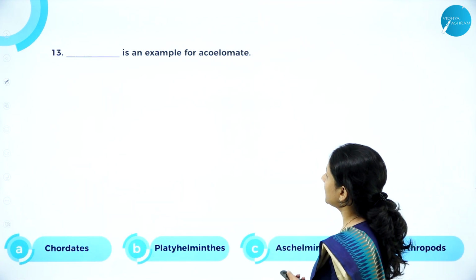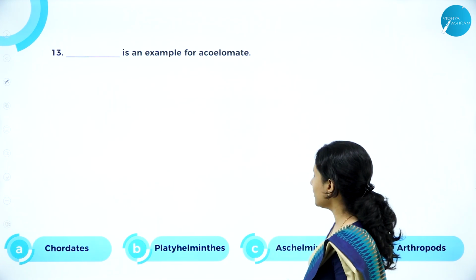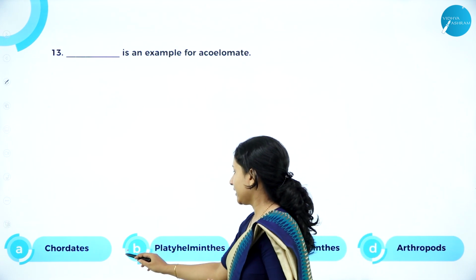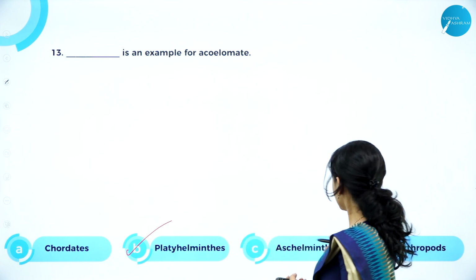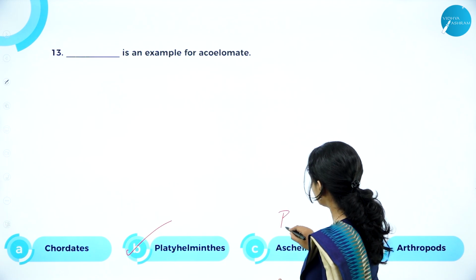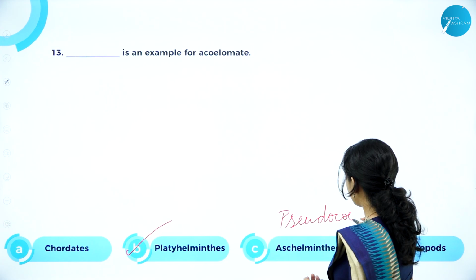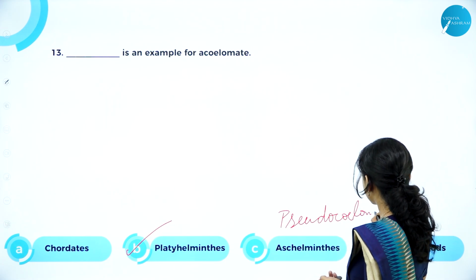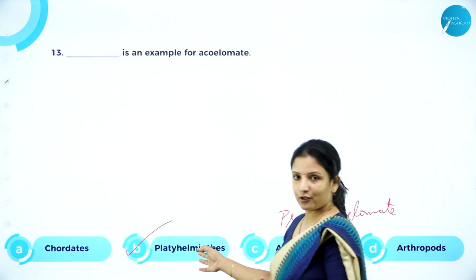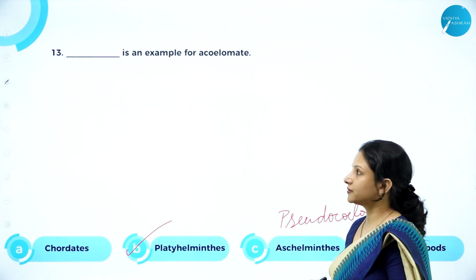Dash is an example for acoelomate. Is it chordates, platyhelminths, aschelminths or arthropods? The answer is platyhelminths. Chordates and arthropods are coelomates. Aschelminths are pseudocoelomates, so the question can come up: dash is an example for pseudocoelomates. It is aschelminths. Acoelomates are platyhelminths. Coelomates are chordates and arthropods.